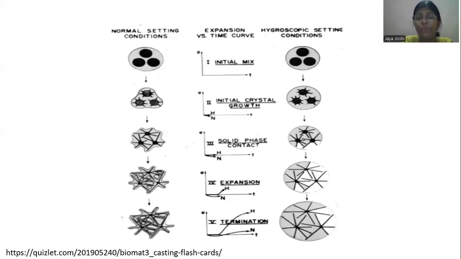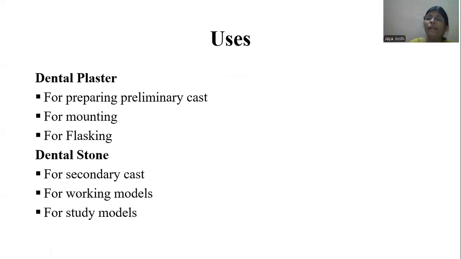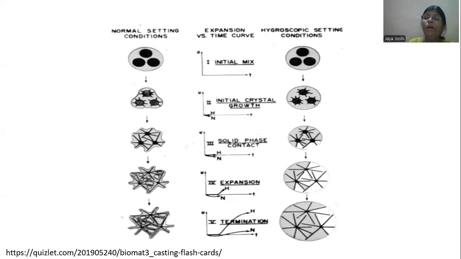Now, coming to the factors affecting hygroscopic setting expansion, all the factors which are responsible for the normal setting expansion are also applicable to hygroscopic setting expansion. In addition to that, the time at which you are placing the material in the presence of water and the amount of water, these two factors get added to the factors affecting setting expansion. So, this is the most important property of gypsum.